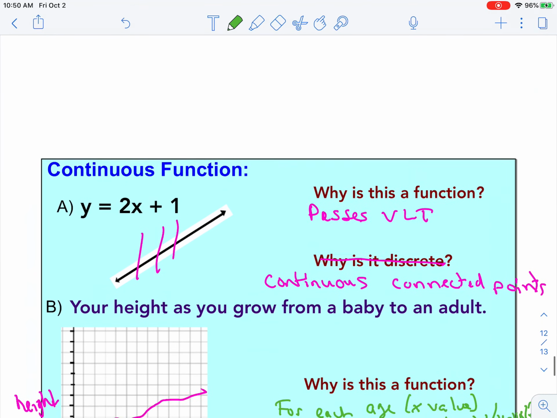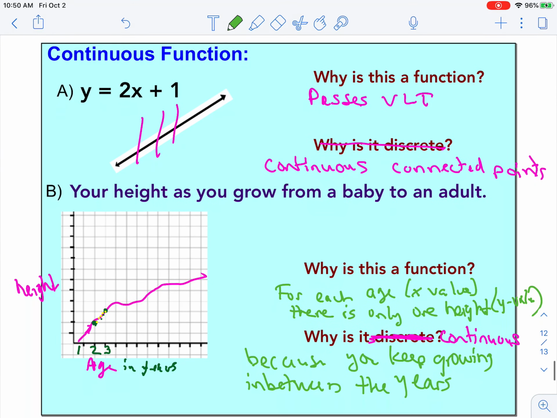All right, so that is the end of our day 1. That's a lot of stuff introducing Chapter 4 functions, but this is important stuff that we will continue to talk about throughout the year.